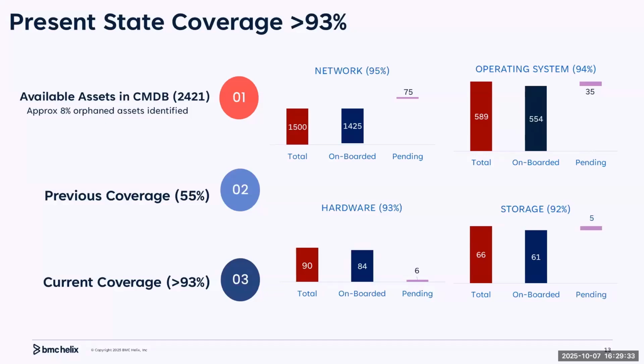So the way I look at this data is, if you look at the current coverage and the amount of orphaned assets that the customer has, that's about a direct fit, right? They really didn't know how many assets or CIs they had. So it's really important to get this piece right, because this will lead to that outcome.